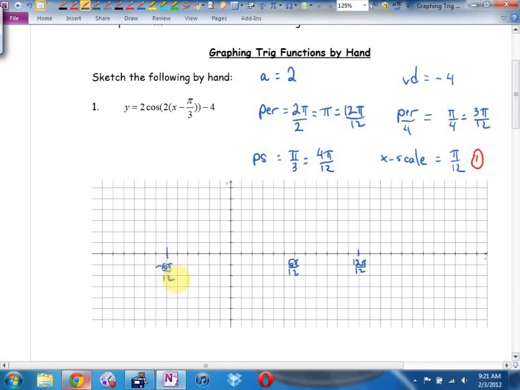The second thing that I do is I take the vertical displacement. What is the vertical displacement? Sabina? I put that on my graph. 1, 2, 3. I put a big negative 4 there, and I draw a little dotted line right there, because that's the middle of my graph.